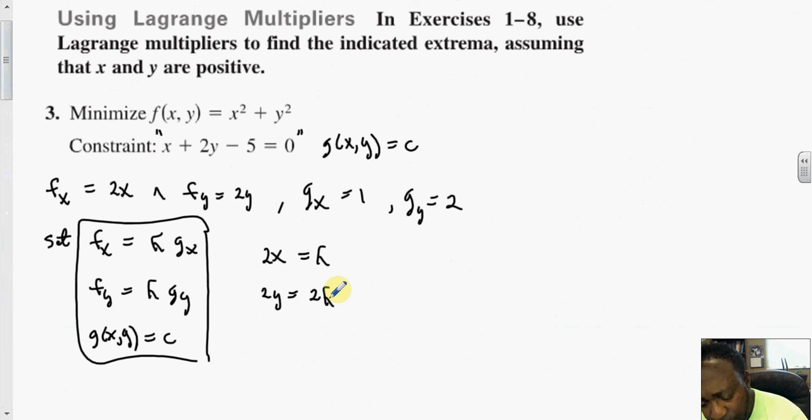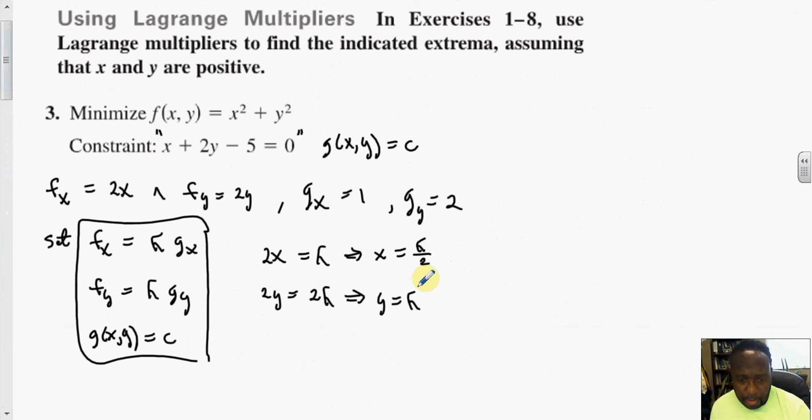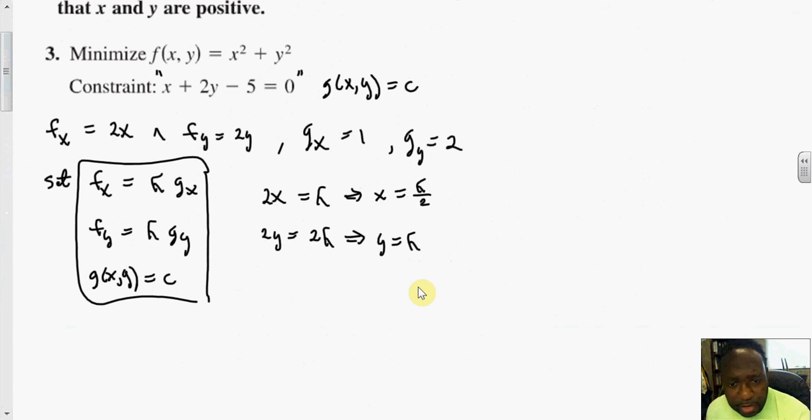Now, what that does for us, if you notice here, is that this implies that y is equal to lambda, and then here we have x is equal to lambda over 2. So we're going to plug that information into g, that is x plus 2y minus 5 equal to 0. We can just say x plus 2y is equal to 5.